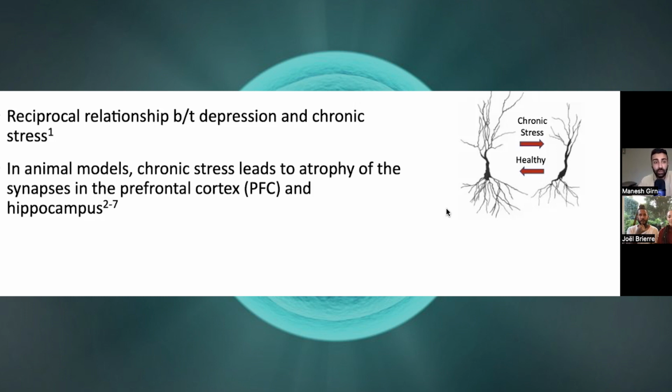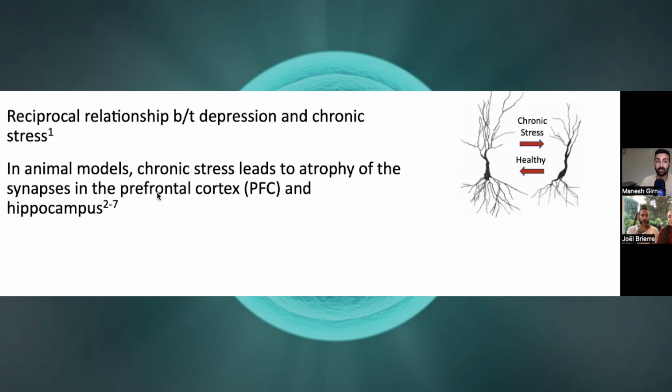And we know from work in rodents that if you stress them out for long periods of time in chronic stress models, it leads to the atrophy of synapses in the prefrontal cortex and hippocampus. So what do we mean by atrophy? If you look on the right, this given neuron has fewer branches, it's a bit smaller, it's less complex compared to a healthy one. So it kind of shrivels up, loses the ability to connect to other neurons, and loses the ability to function effectively. And this happens very reliably in chronic stress.